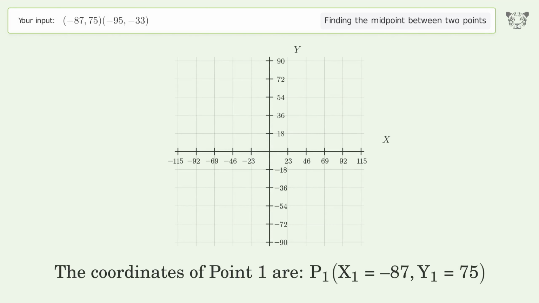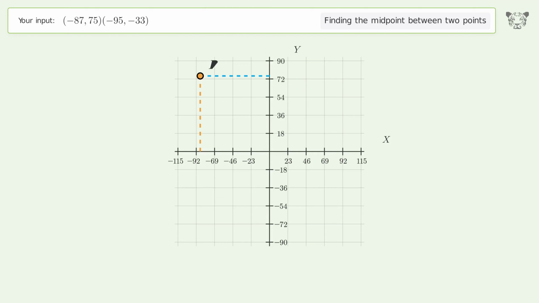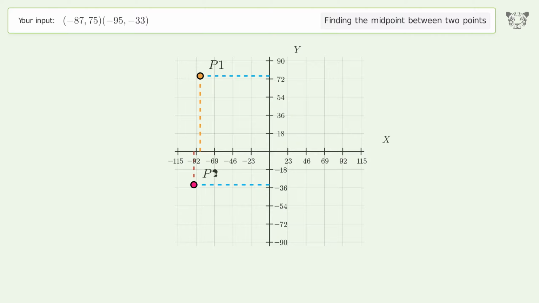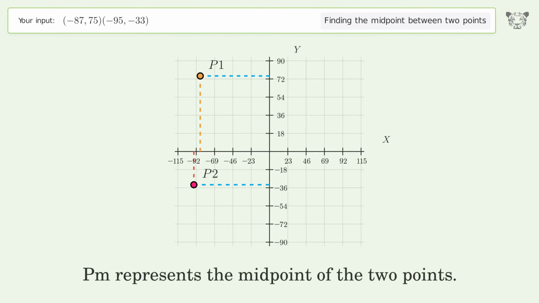The coordinates of point 1 are x1 equals -87, y1 equals 75. The coordinates of point 2 are x2 equals -95, y2 equals -33. PM represents the midpoint of the 2 points.